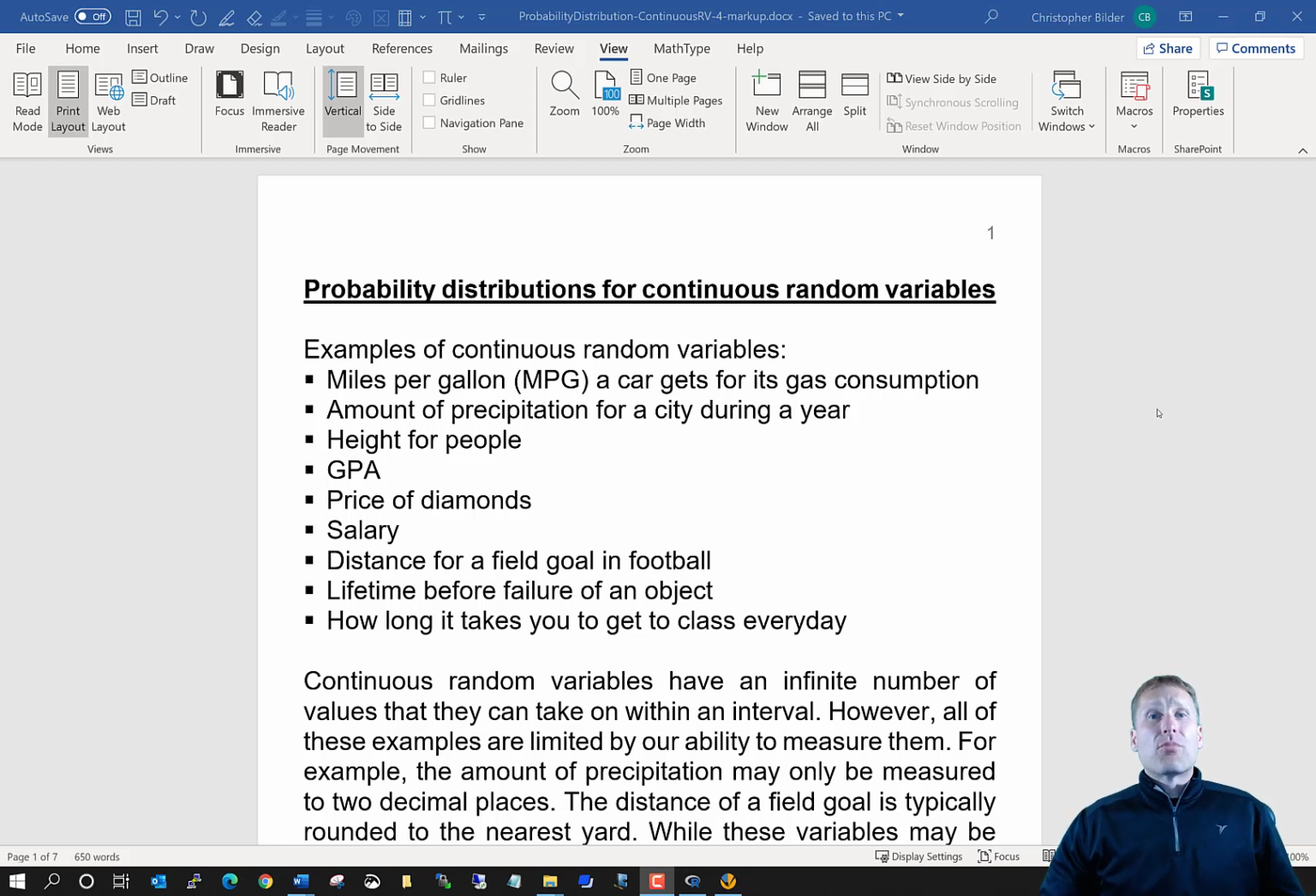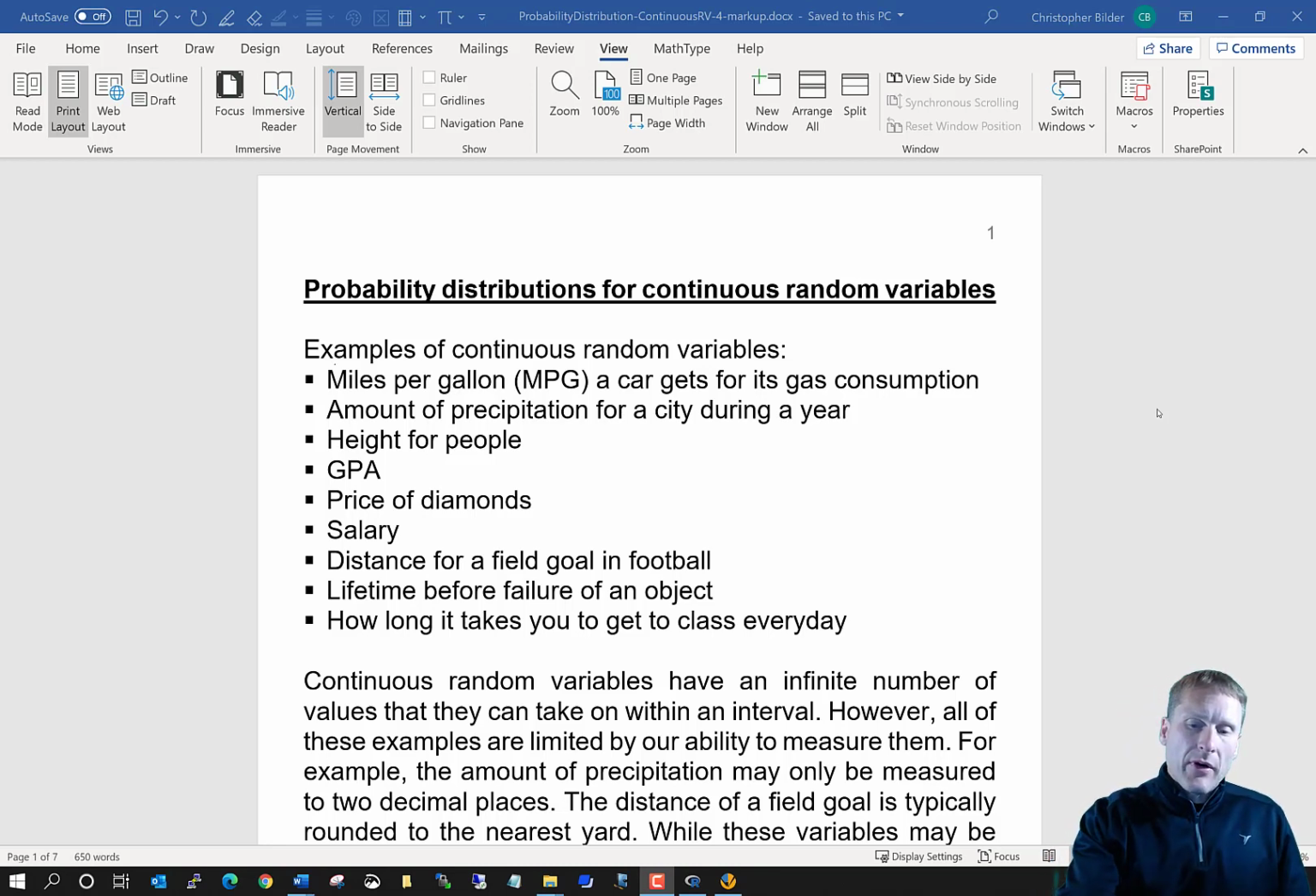Next, we're going to talk about probability distributions for continuous random variables. We've been talking about probability distributions for discrete random variables, where there was essentially a fixed number of possible values that a particular random variable can take on. Here, for a continuous random variable, there are an infinite number of possible values, and essentially you're just limited by how precise your measurement can be.